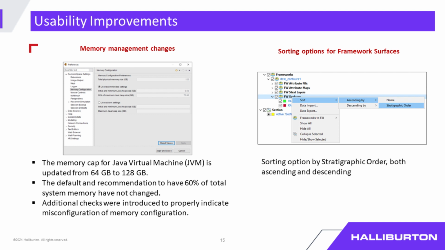Additionally, multiple warning dialogues across the applications were updated to point to issues more specifically. Some configuration requirements listed in installer guide, such as swap space, will now be clearly reported to users if not set. Additionally, a new sorting option is now available in inventory. Framework surfaces can be sorted by stratigraphic order.